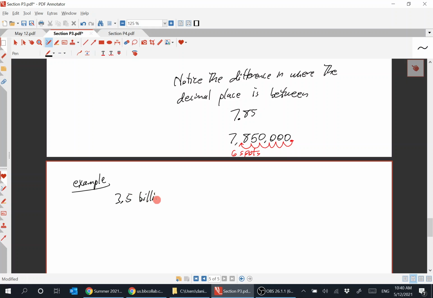$3.5 billion is 3.5, and a billion is 10 to the 9th. So you take 3.5, and we're going to move the decimal place over 1, 2, 3, 4, 5, 6, 7, 8, 9. So we've got the 5, and then we fill it in with zeros. And then here's the decimal spot.